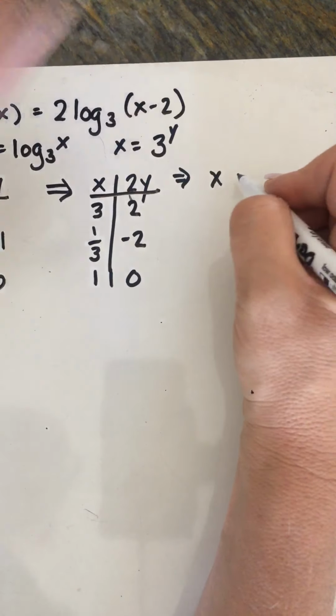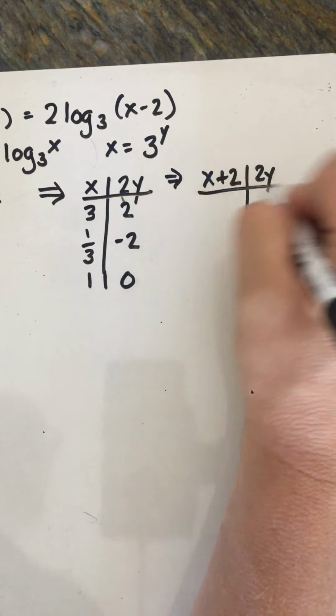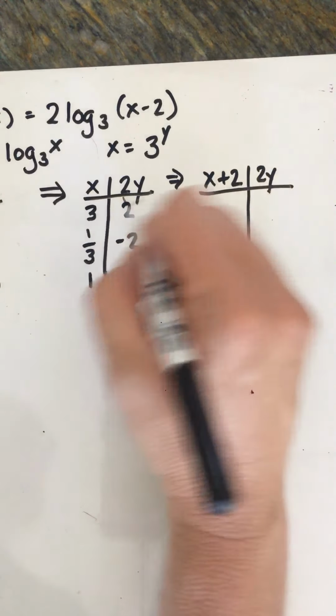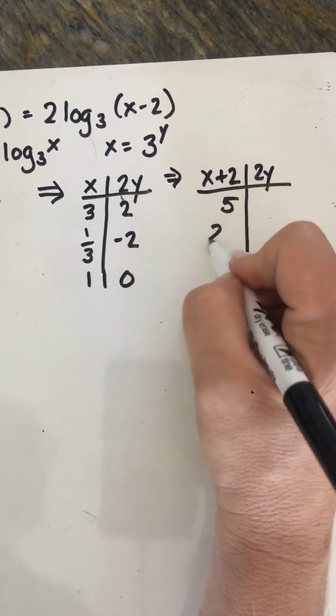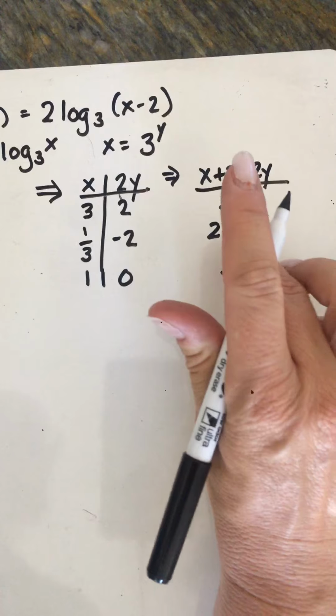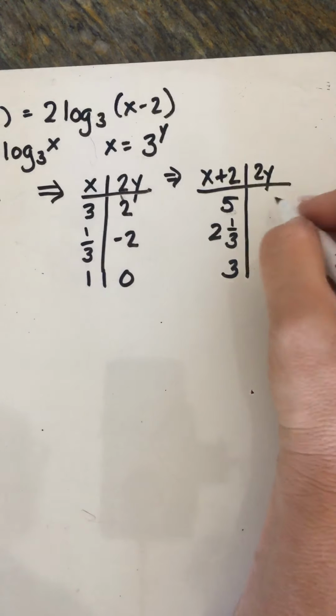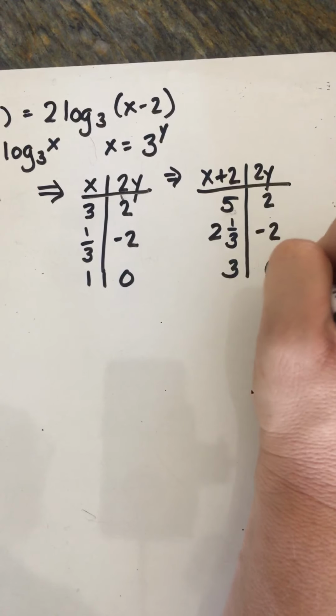So this is going to be a +2. And our y's are still the same. So now we've got 5, 2 1/3, and 3. That doesn't look like a third, does it? 2 1/3. And the y's are 2, -2, 0.